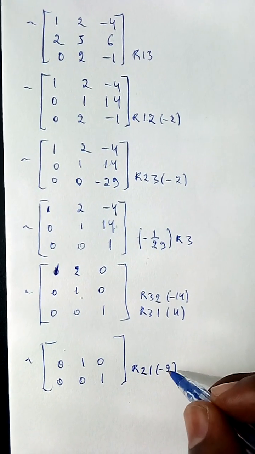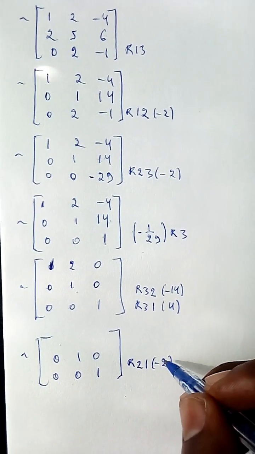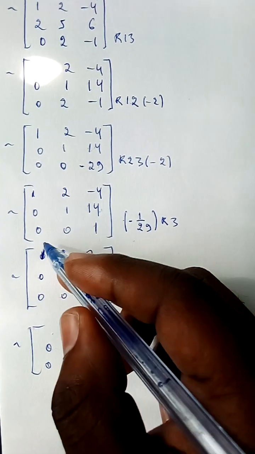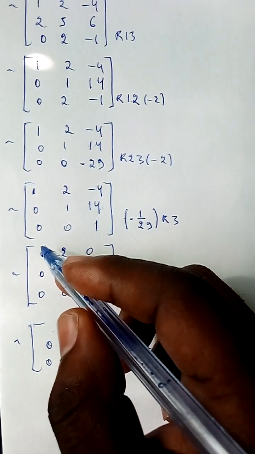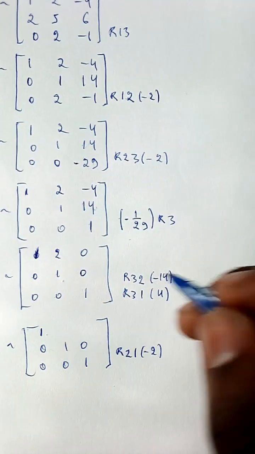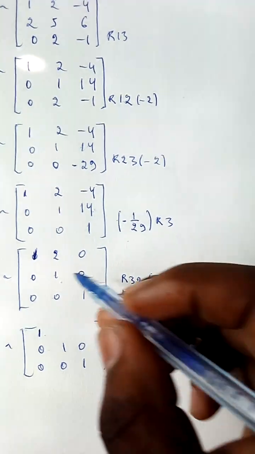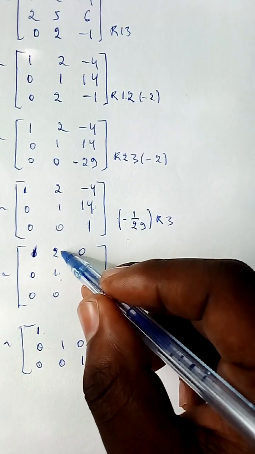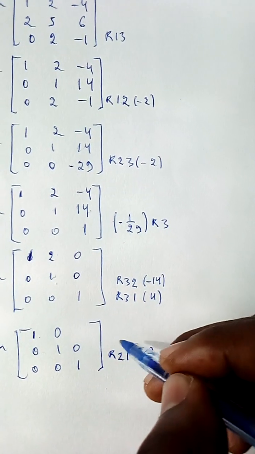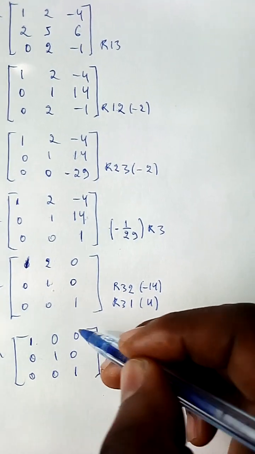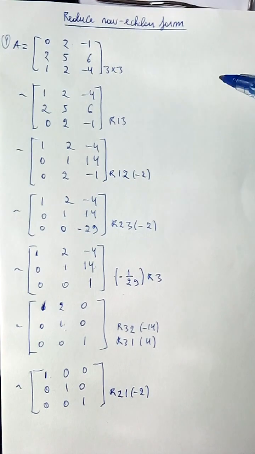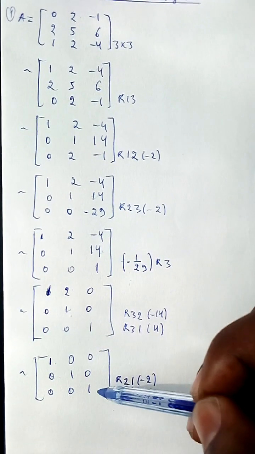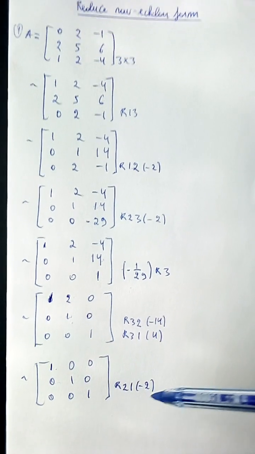This is minus 2. So minus 2 times 0 plus 1 here is equal to 1. Minus 2 times 1 plus 2 is equal to 0. And here we have 0. So guys, this is reduced row echelon form, with leading 1 in the diagonal entries. Thank you guys.